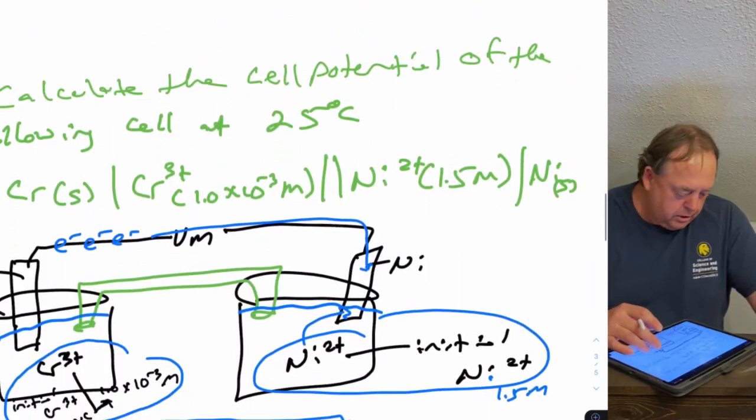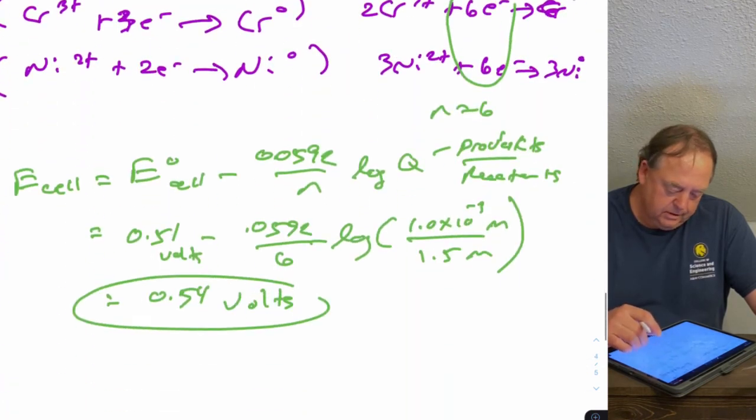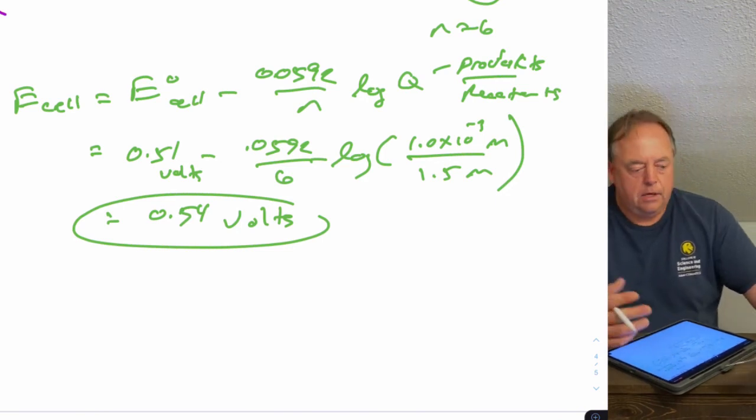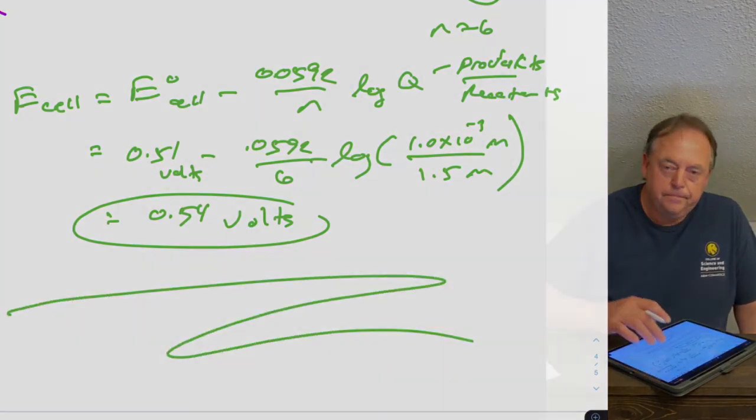Okay, so that's what we wanted to do: calculate the cell potential of that following cell at 25 degrees Celsius. And so it's 0.54 volts. Here's your answer. And that's how to use the Nernst equation.